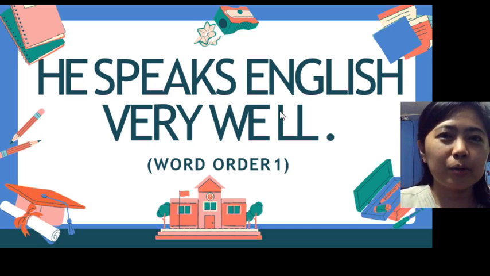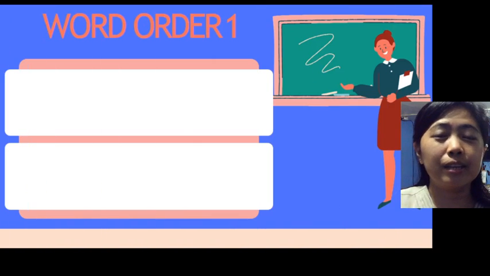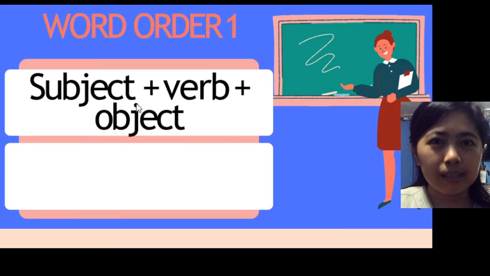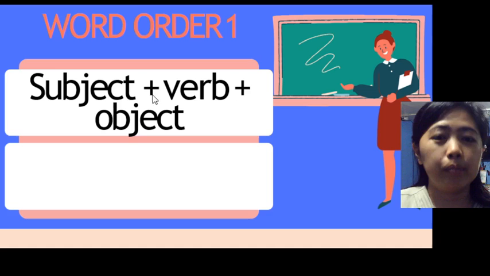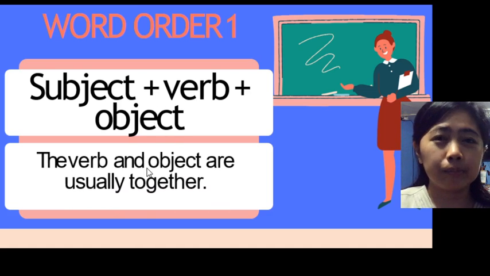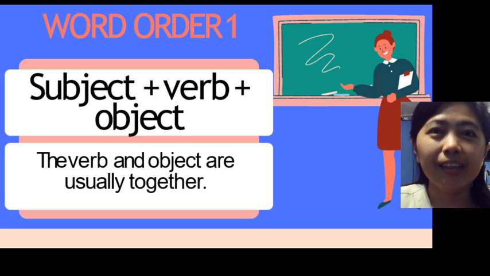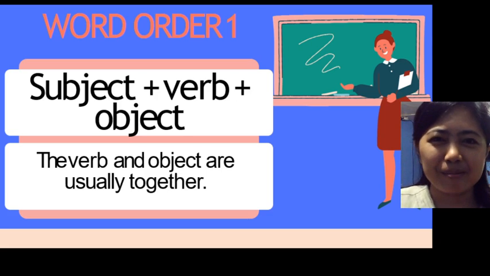So how are we going to explain this to them, and how can students understand? Here, word order 1, normally it is subject plus verb plus the object. The verb and the object are usually together, yes, most of the time. In order for the sentence to be complete, there has to be the verb and the object, of course with the presence of the subject.